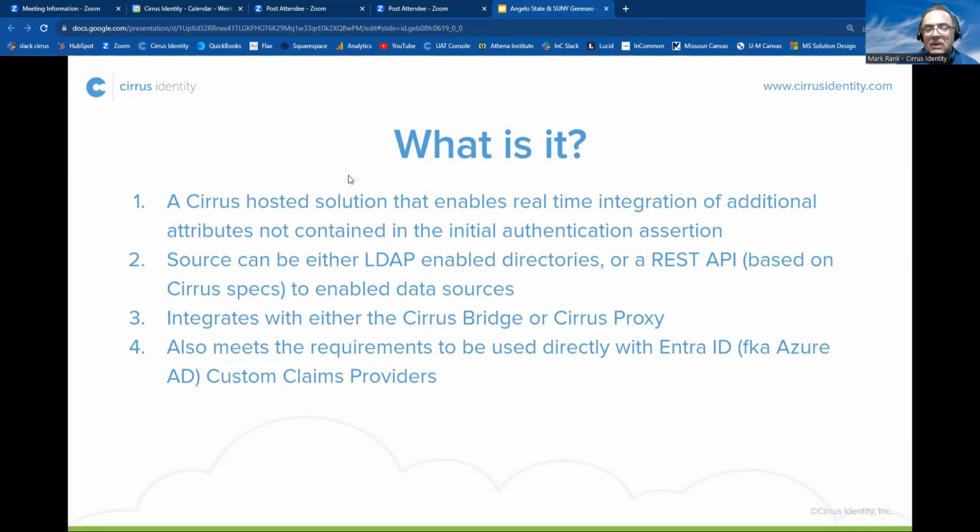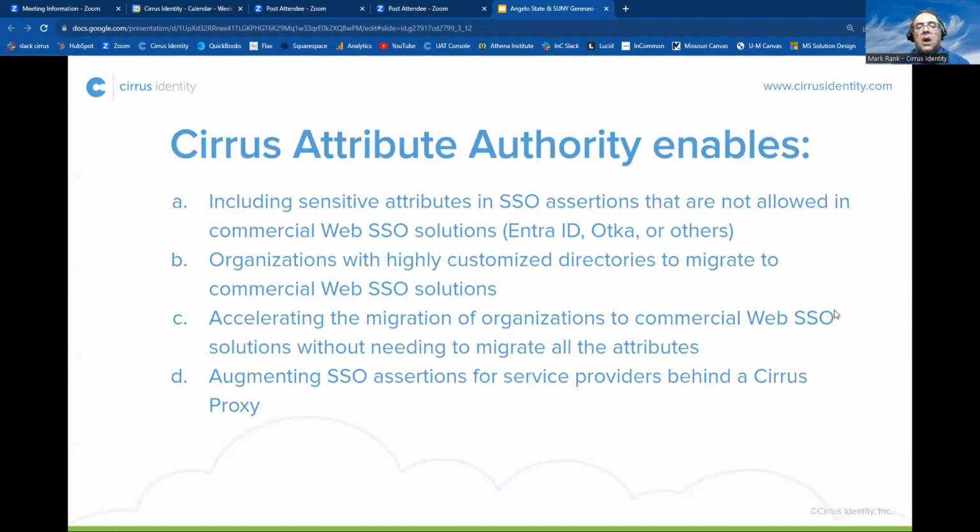It can, as I said, be either an LDAP-enabled directory, so on-prem Azure Active Directory, another LDAP directory, or other kinds of data sources if necessary. It does integrate with both our Bridge and our proxy. And for the LDAP attribute provider we have developed, that also is a direct plugin for Entra ID, formerly known as Azure Active Directory, custom claim provider functionality as well. So it is compatible with that for direct plugging into your Azure environment.